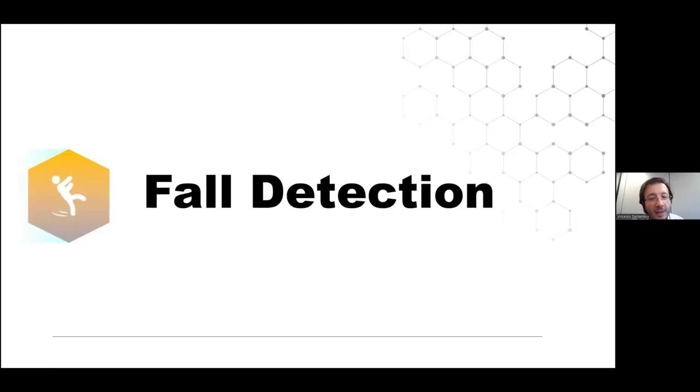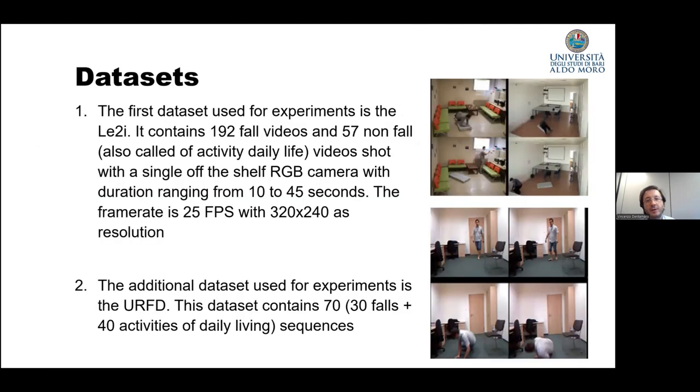Then I also worked on fall detection. Fall detection is very similar to what we performed for the gait classification. In this case, we used two datasets: the LE2I dataset, which contains 192 fall videos and 57 non-fall videos, and the URFD dataset containing 70 videos in total, 30 falls and 40 activities of daily living.